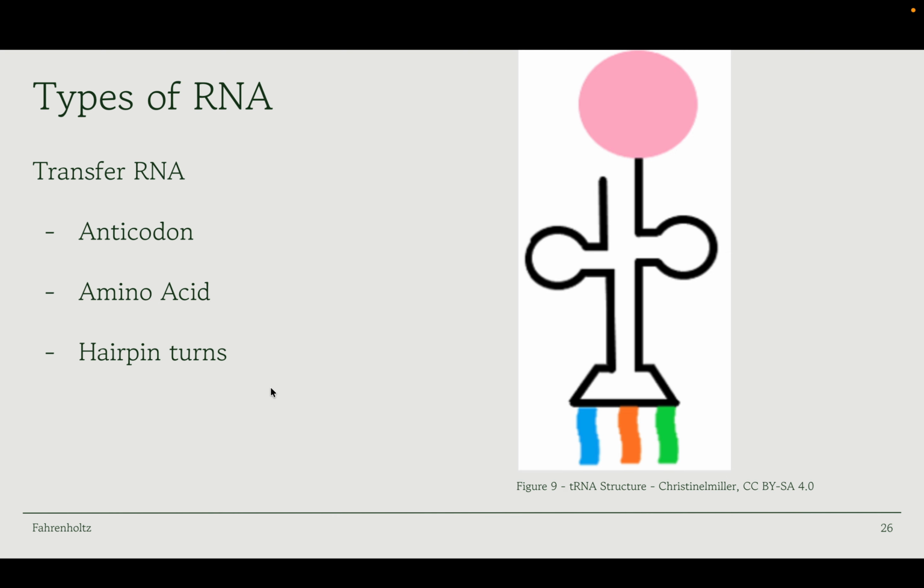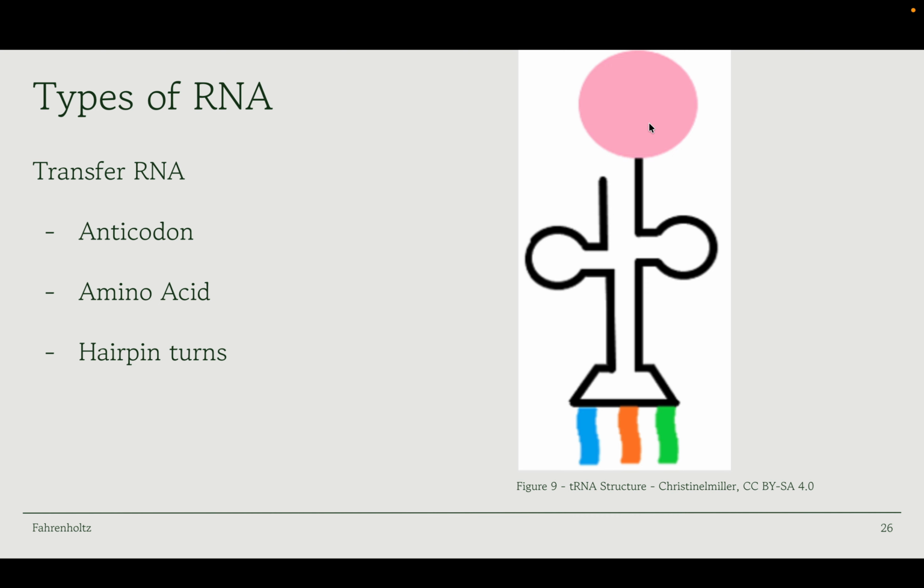Next, types of RNA. The next type of RNA is tRNA, or transfer RNA. Notice it has a few of those hairpin turns that we've talked about before. At one end, we have what's called the anticodon. It's the opposite pattern of nitrogenous bases as what we saw before on the codon on the mRNA that we had that code table for.